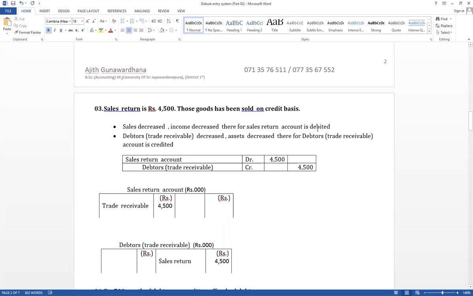Therefore, sales return account debit. As well, the receivable amount, debtor, decreases, an asset decrease. Therefore, debtors account credit. Think about credit sales: debtor increase, sales increase, asset increase, income increase. If it has a return, it is the opposite side: income decrease, asset decrease. Therefore, sales return account debit, debtors account credit. Sales return account debit side 4,500 as trade receivable, and trade receivable account credit as sales return.